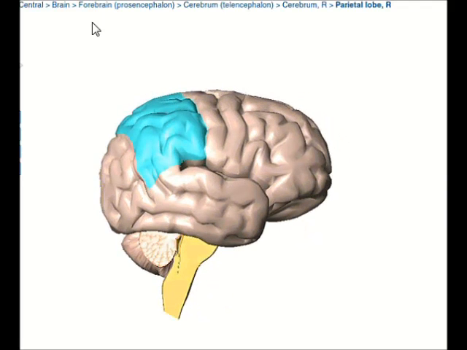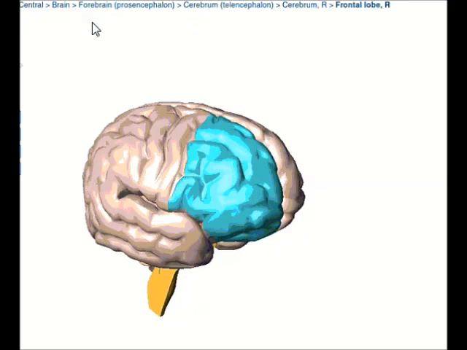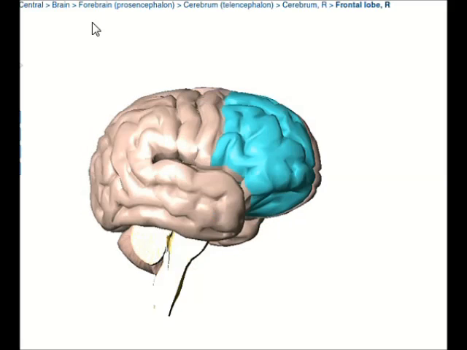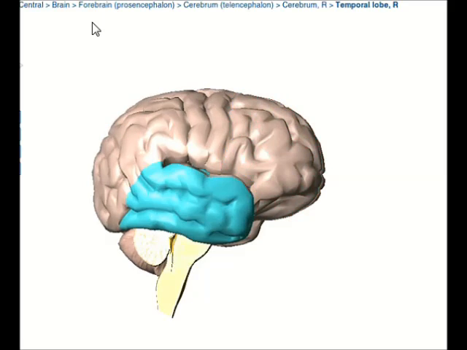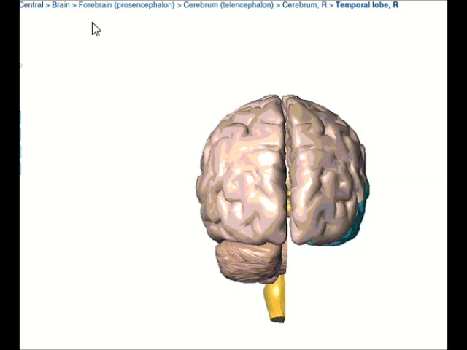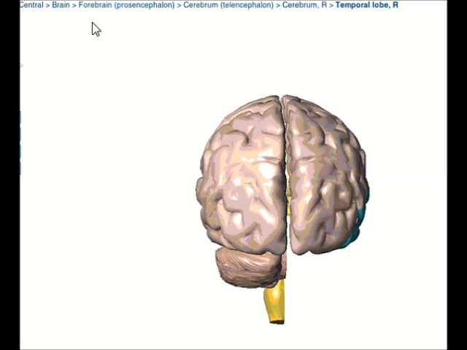Okay, and again, frontal lobe, and this is part of the frontal lobe, and you look at it very frontal. The temporal lobe, you look at it from the back, and you see that it's what? You see that it's very lateral.